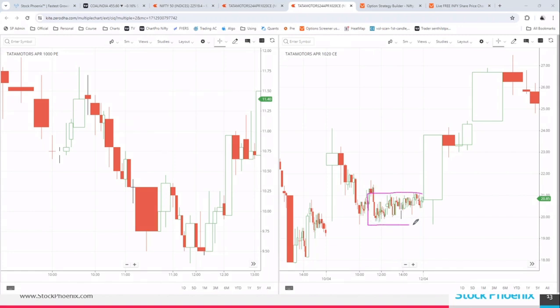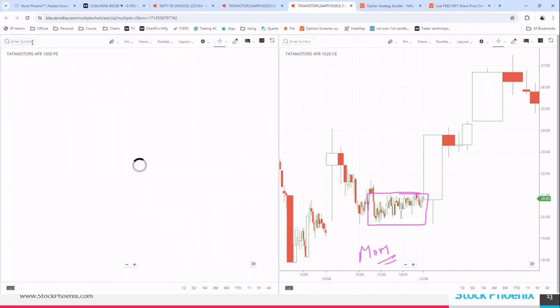We were speaking about momentum in futures, right? Not only in futures, in options also, we were speaking about momentum. Unless there is momentum, what will happen? The stock will not move upside. I'll show you one more thing. Tata Motors, let's see in cash.